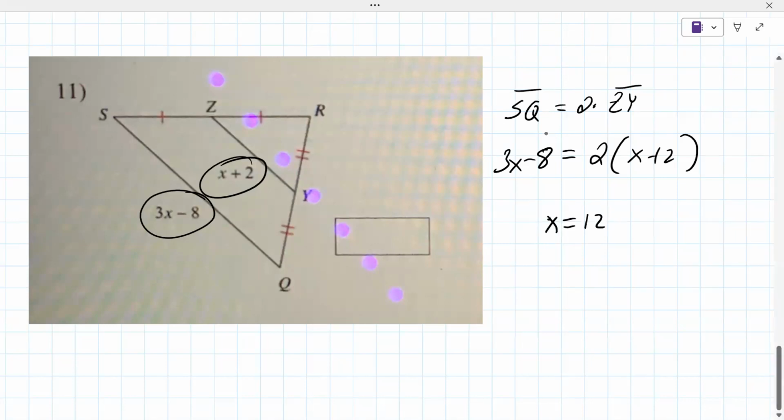Okay. So now the way I check, I'm going to go in and put the numbers in. That's 14. 36 minus 8, which is 28. That does work.